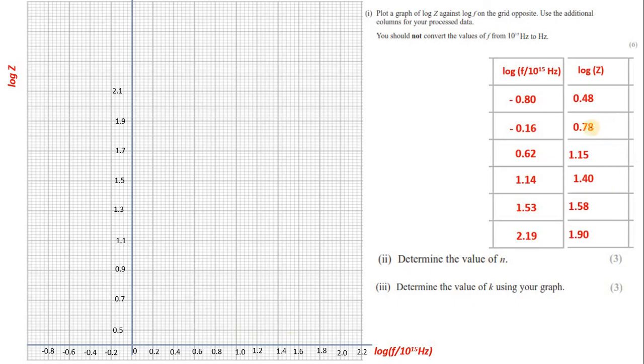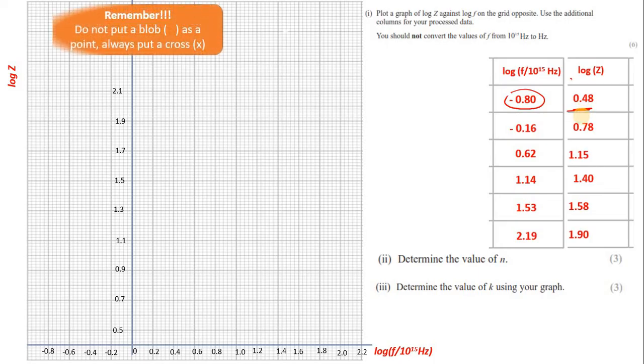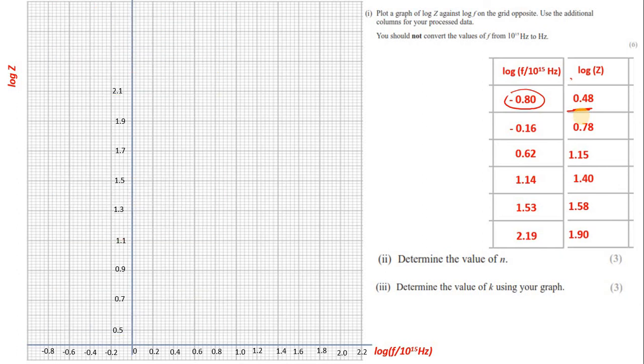Now let's plot the points. For negative 0.8 we have 0.48. Please make sure that we are not going to plot a blob. Instead we are going to plot a cross. So for negative 0.8 we have 0.48, and then for 0.2 we have 0.78, and so on. So these are all the points that we have.